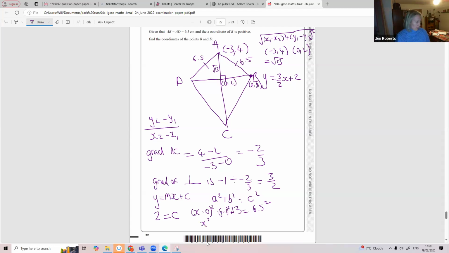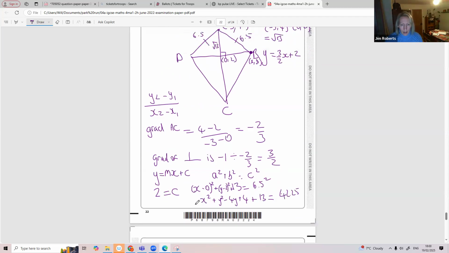x squared, sorry, there should be a plus in the middle, shouldn't it? Plus, if I expanded the brackets, y minus 2 times y minus 2, I get y squared minus 4y plus 4, plus 13 equals 6.5 squared, which is 42.25. Now I'm thinking, right, I want an equation in terms of one letter.